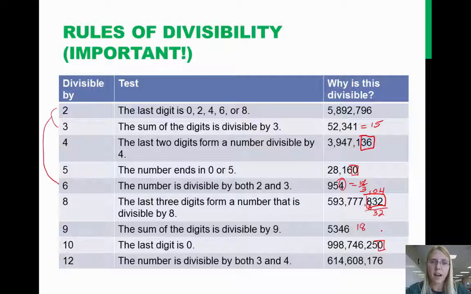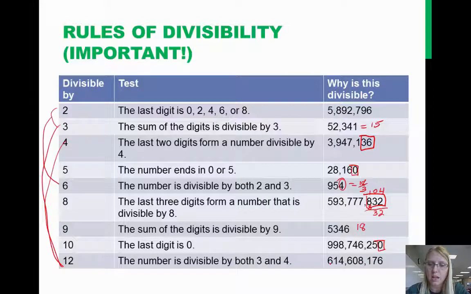12 is kind of like the number 6 because you're looking for them to be divisible by both 3 and 4. So once again on this one you're looking for 3 to go into it and 4, and if they both do, then it's divisible by 12. So remember, for 3 we have to add up all the numbers to see if it's divisible by 3.